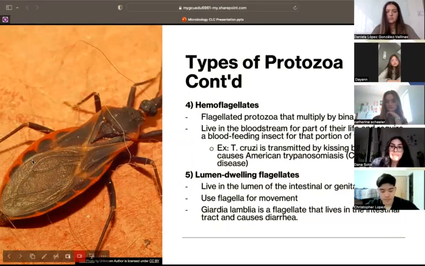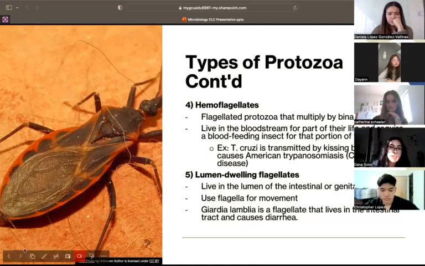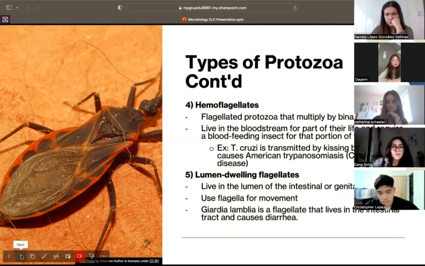And then I have a couple more types of protozoa. For number 4, I wrote the hemoflagellates, and they are basically flagellated protozoa that multiply by binary fission. And they live in the bloodstream for part of their life and require a blood-feeding insect for that portion of the cycle. So that can be mosquitoes, bed bugs, or kissing bugs. And the kissing bug is the insect that I used for my example. So T. cruzi is transmitted by kissing bugs and causes American trypanosomiasis, which is basically what we like to call Chagas disease.